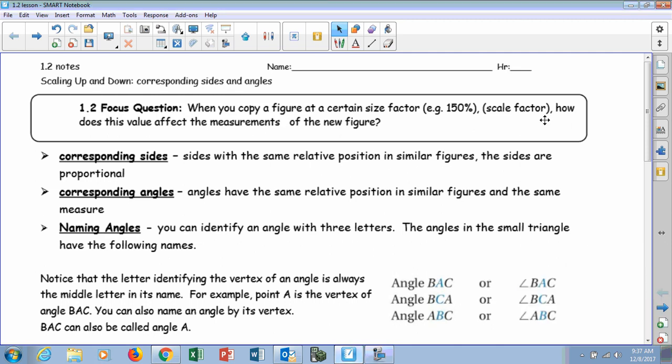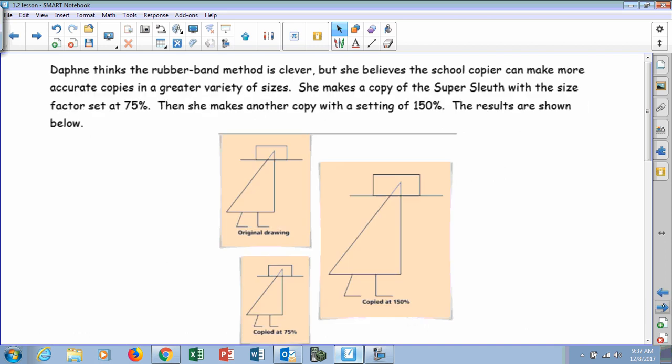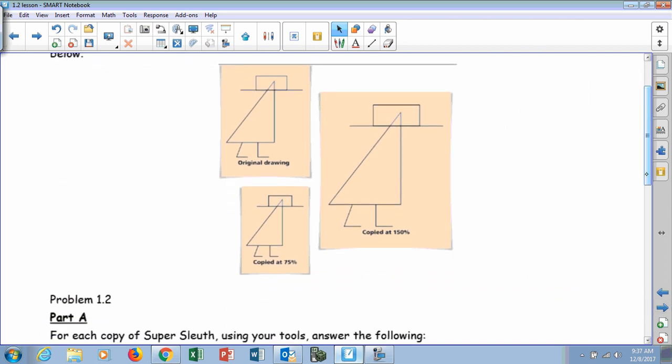So with scale factor, what we're focusing on today is when you have a copy of a figure of a certain size, for example, 150%, how does this affect the measurements of the new figure? The sheet of paper I handed out to you has the original drawing, which is in the middle for you guys. And then the 75%. What do you notice about the drawing that's 75%? It's smaller. And then there's one copied at 150%, which obviously you see is bigger, right?